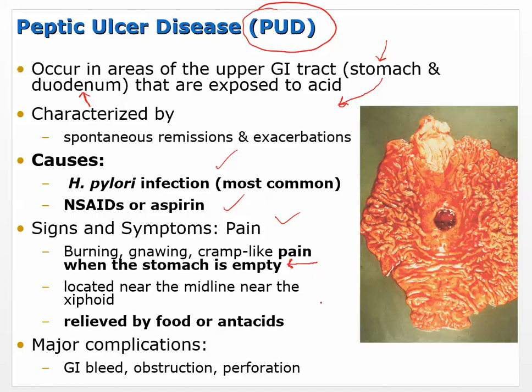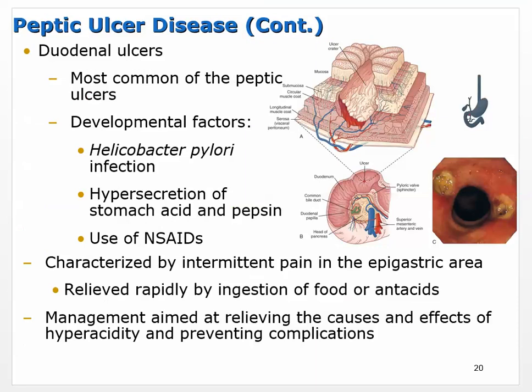So either diluting the acid that's already there, or giving an antacid which will directly help neutralize it. Major complications: bleeding. Okay, so we're talking about a hole that is forming, or a lesion that's forming here. And so GI bleed, obstruction could occur, perforation. That ulcer could move all the way through, and then you would have the leaking of stomach contents out into other parts of that cavity around there.